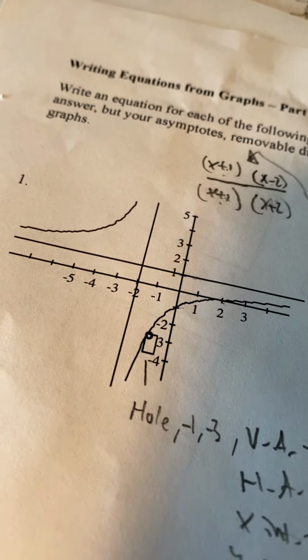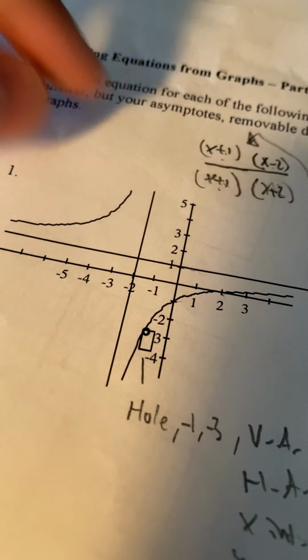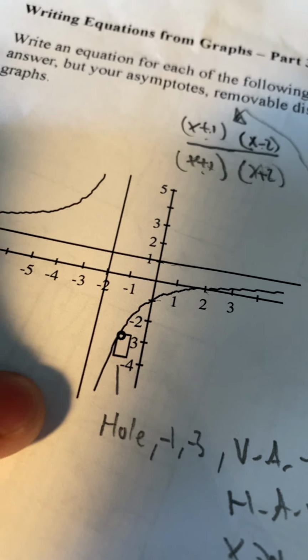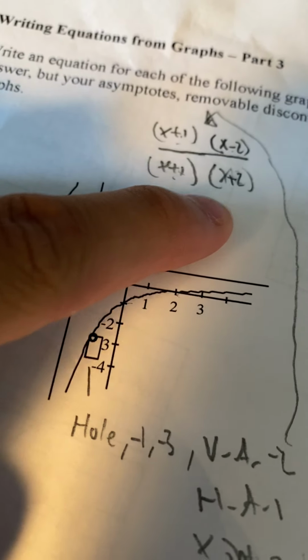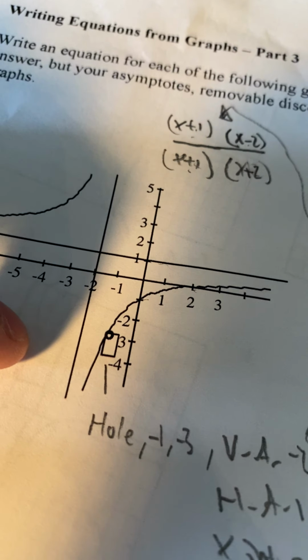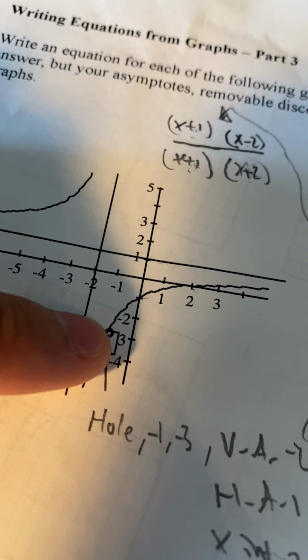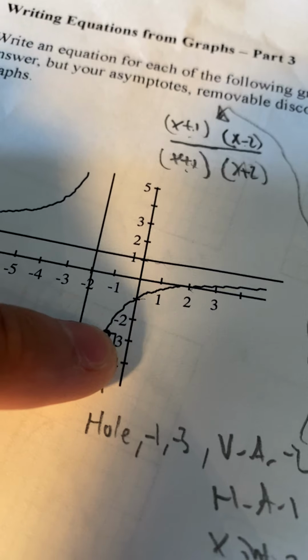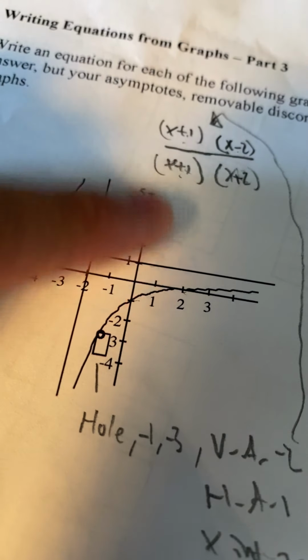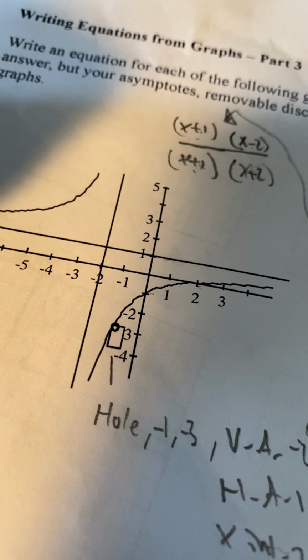Writing from graphs part 3. This is just so you can, okay. X minus 2, you know that negative 2 is a vertical asymptote. X plus 2, right here in the denominator. You also know that, here we go, negative 1 is a hole. So I wrote x plus 1 over x plus 1.